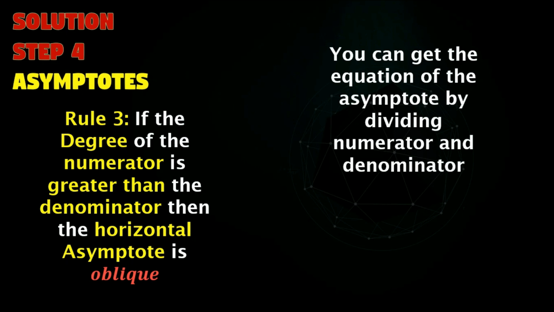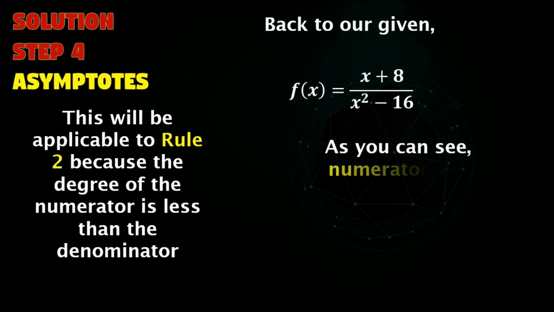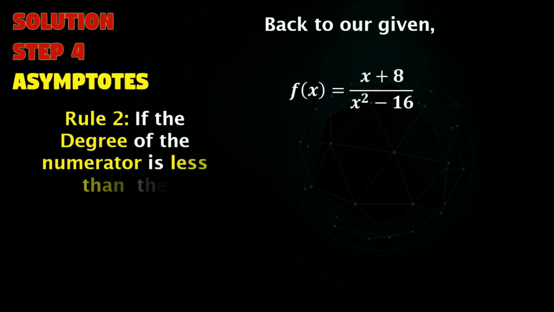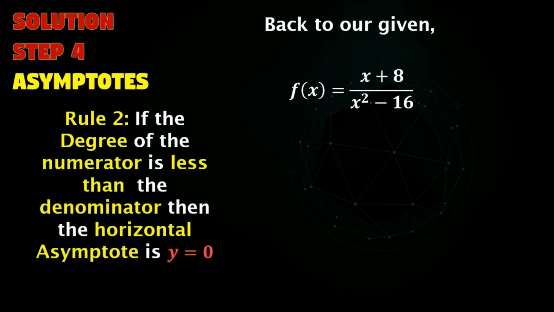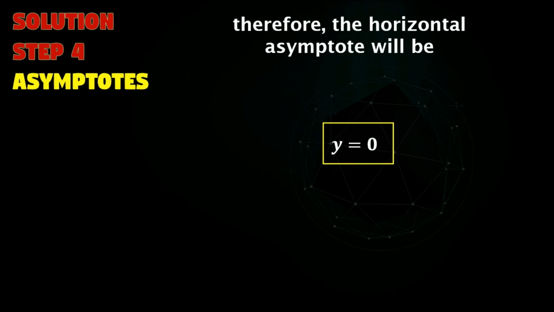Let's now go back to our given. Ito ay pasok sa rule number 2 dahil mas mababa ang degree ng numerator kumpara sa denominator. Kung mapapansin, ang degree ng numerator ay 1, samantalang ang degree ng denominator ay 2. Kung babalikan ang rule number 2, nakasaad dito na automatic y equals 0 daw ang kanilang horizontal asymptote. So, ibig sabihin, ang ating magiging horizontal asymptote ay y equals 0. Pagkatapos ay ilagay uli ito sa checklist.